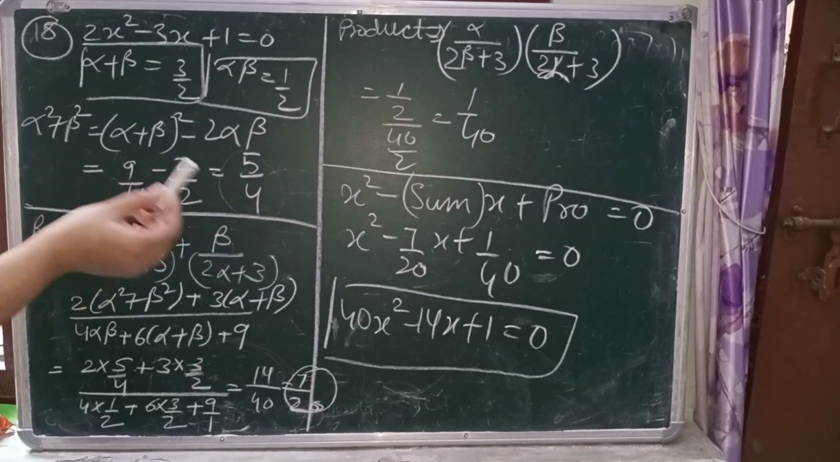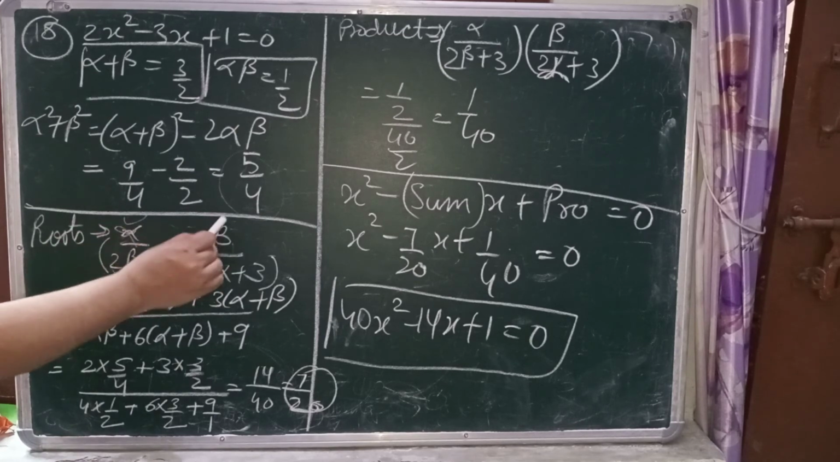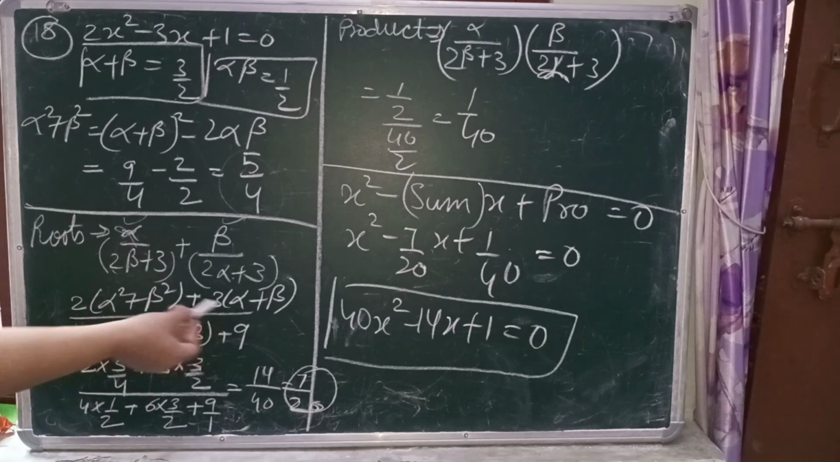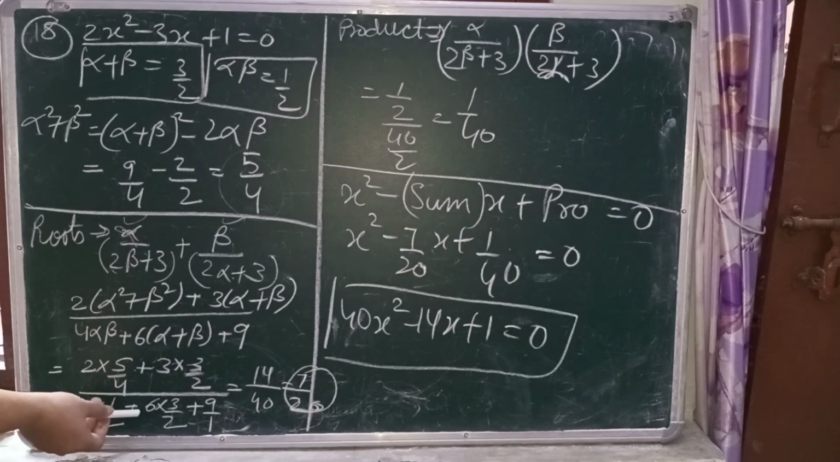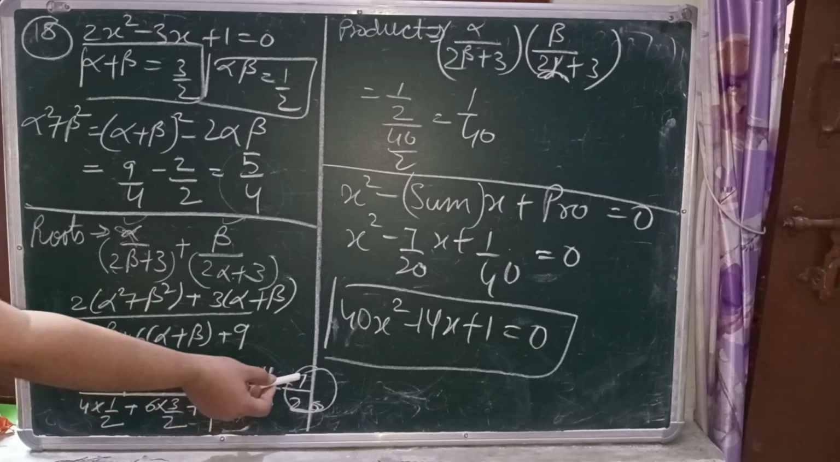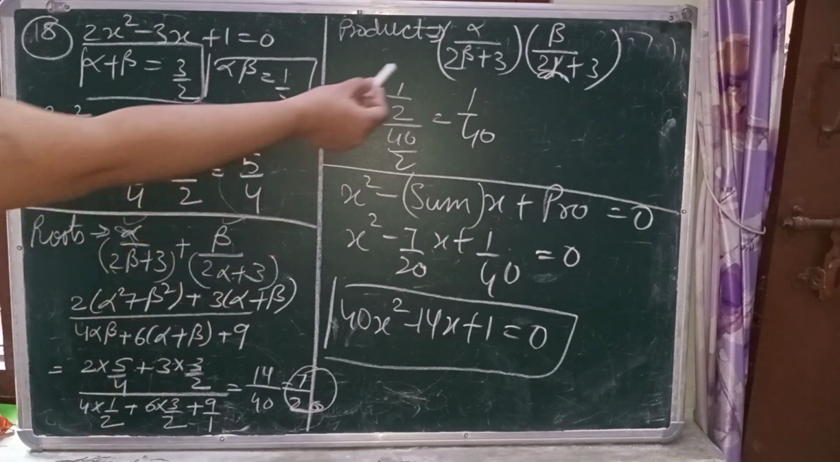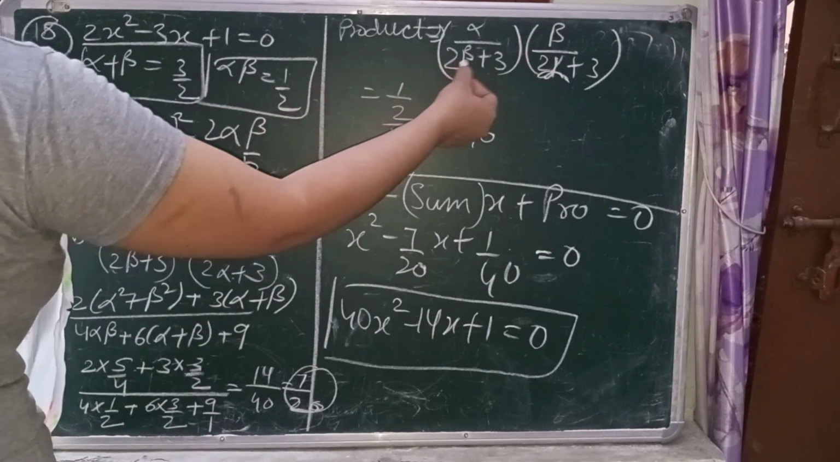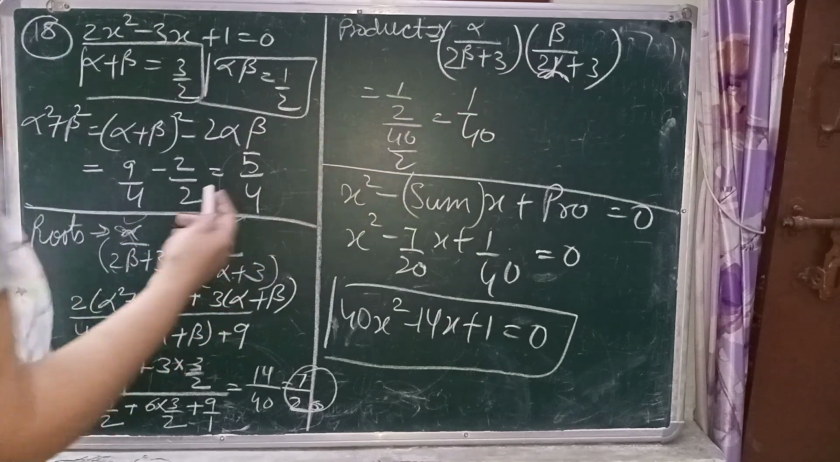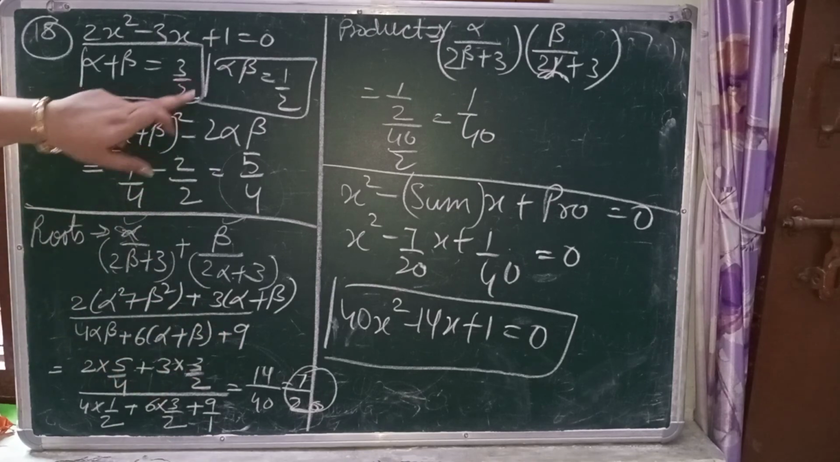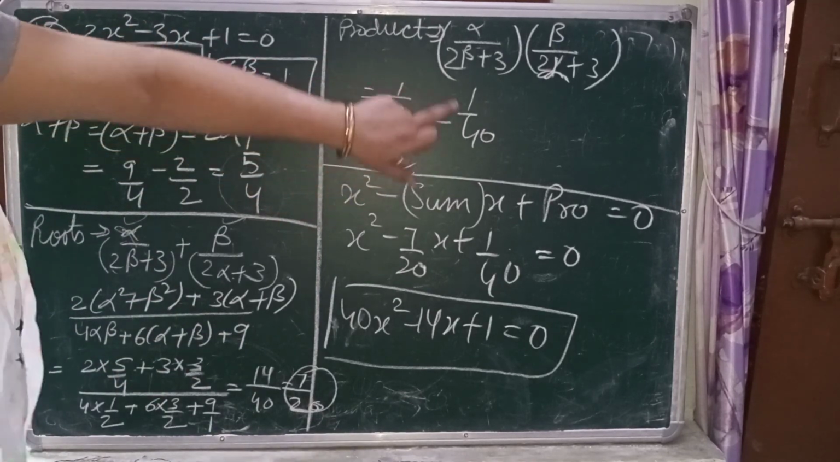Since they are asking for the quadratic equation whose roots are these two, first of all I am finding the sum of the roots. I have solved it and got it in terms of alpha and beta. Then I have kept all those values and got 14 upon 40, that means 7 upon 20, which is the sum of the roots. Then in the same way we have to find the product of the roots, that means alpha beta upon 2 beta plus 3 into 2 alpha plus 3. When we solve the denominator we get 4 into alpha beta, alpha beta was 1 upon 2, 6 into alpha plus beta, that was 3 upon 2, plus 9. So we can solve the denominator and we will get the value 1 upon 40.